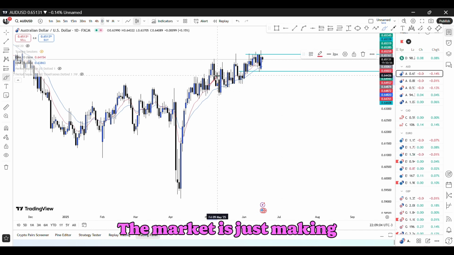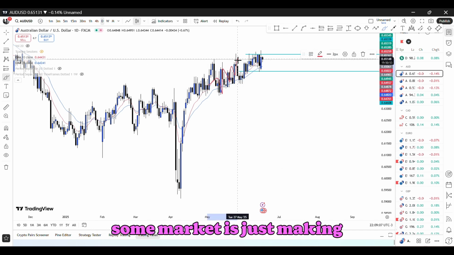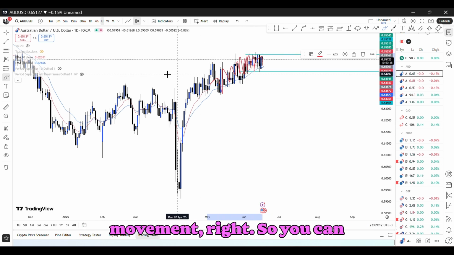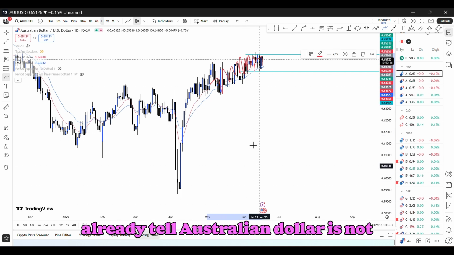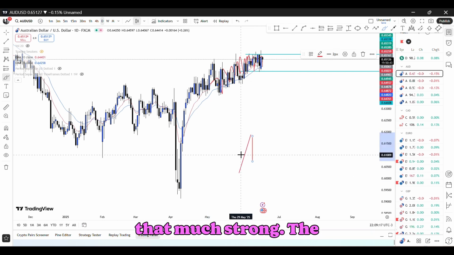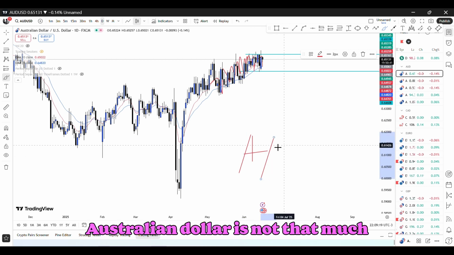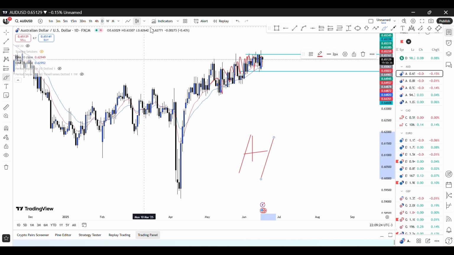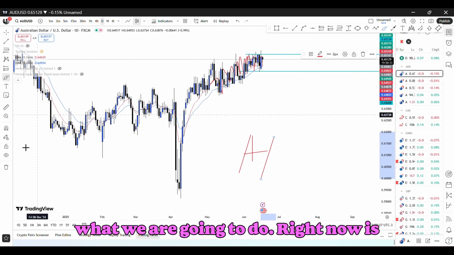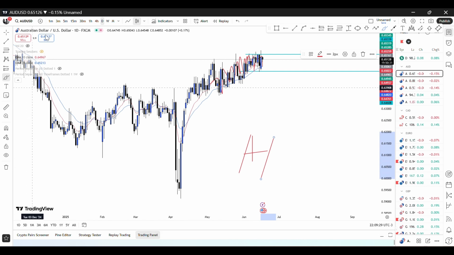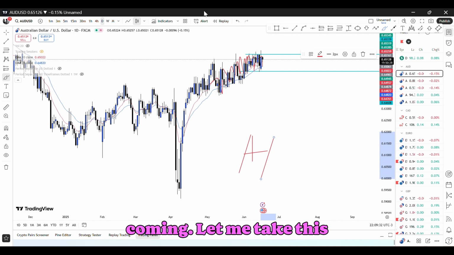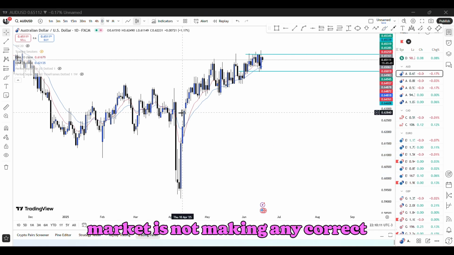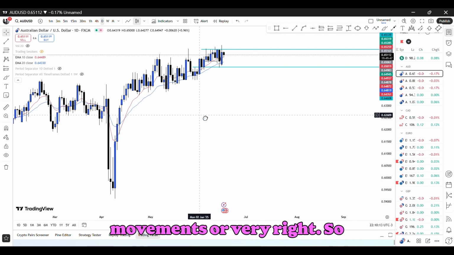The market is just making some complex movement. So you can already tell the Australian dollar is not that strong. Let me take this off. All right, the market is not making any correct movements over it.